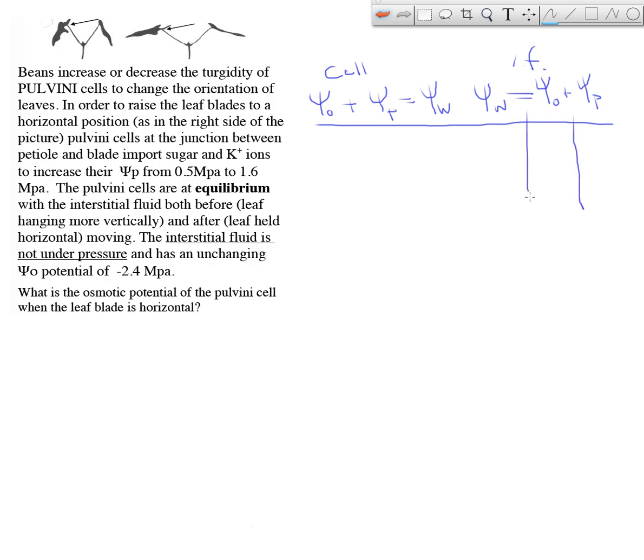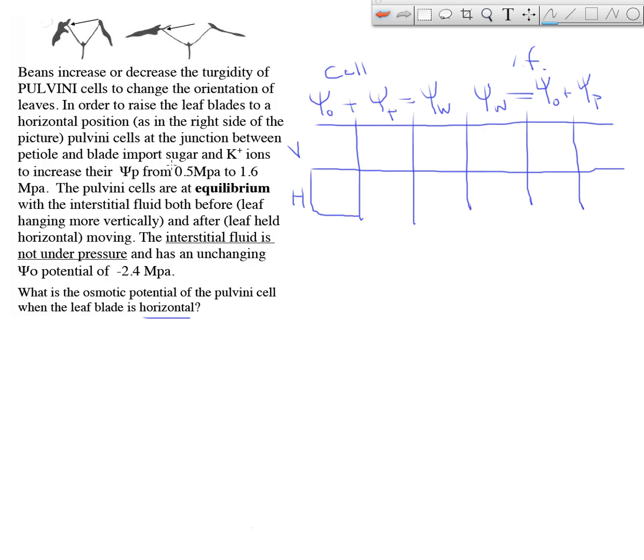Okay, so this is a table, and I'm going to give each one of these components of water potential and water potential a column, and then I've got to make two rows, because here's the cell when the leaf is in the vertical orientation, and here's the cell when it's in horizontal orientation. The question asks for the cell's osmotic potential when it's in the horizontal position. So this is the answer we're looking for in the end, the entry to this box.